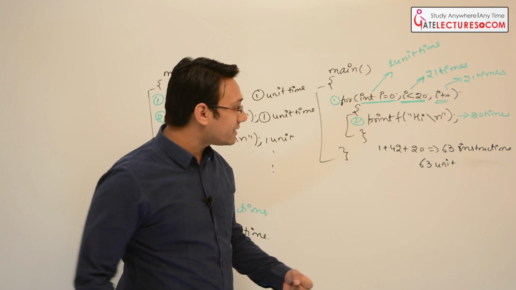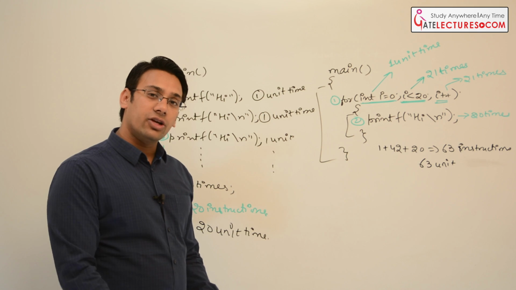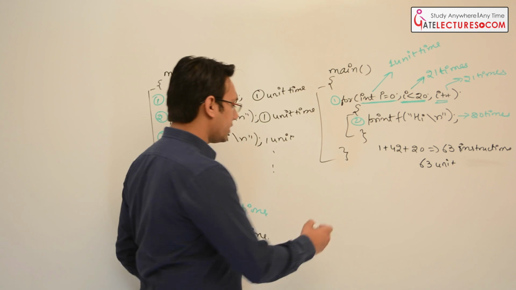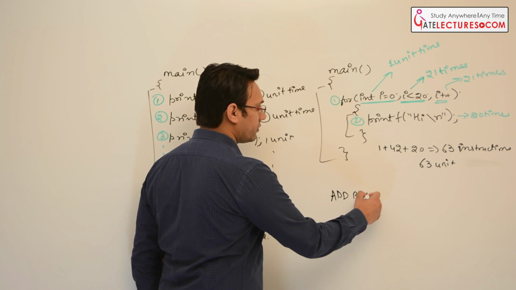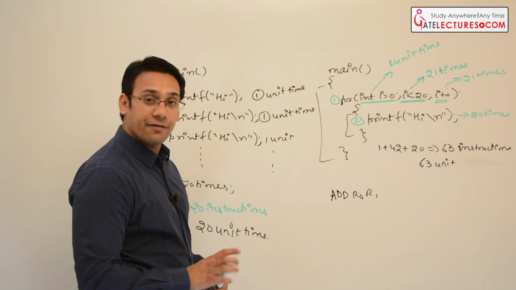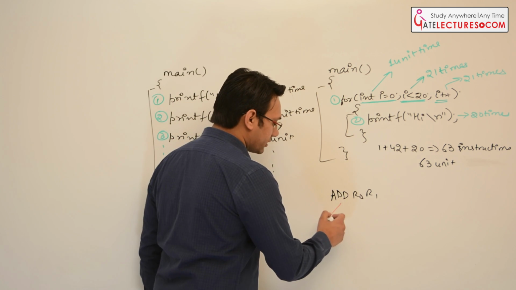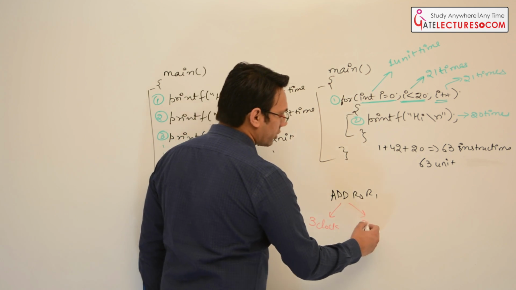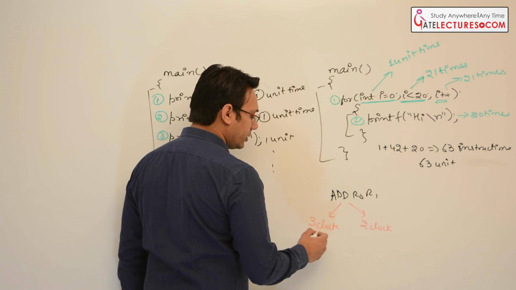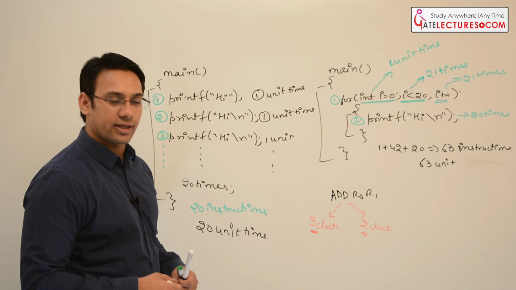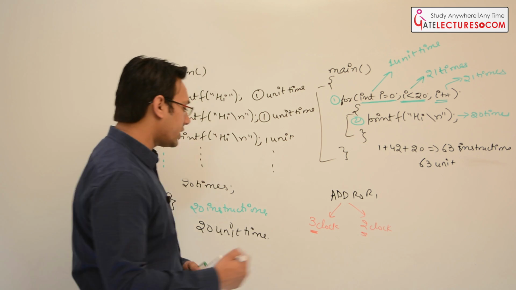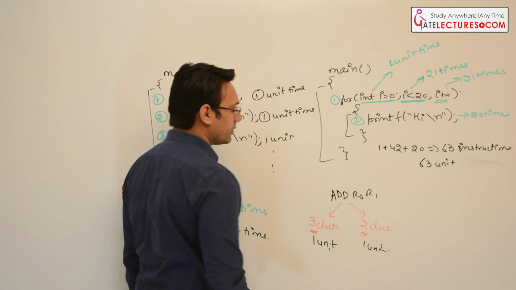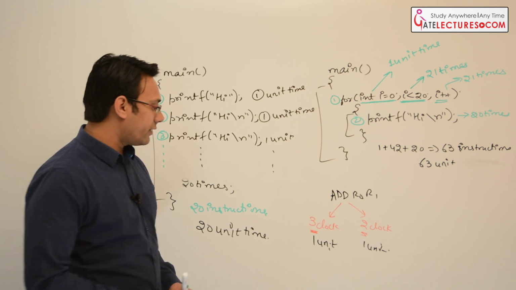Now in the actual scenario, we have neglected some things. What are those things? Let us suppose we had this program add R0, R1 for every instruction. We have neglected the actual clock cycles. Here it is saying that it is going to take 3 clock cycles to execute on the first CPU and 2 clock cycles on the other CPU. We have ignored these actual times, and instead we are taking 1 unit time here and 1 unit time there. That means both instructions are taking 1 unit of time. We have ignored the actual values.